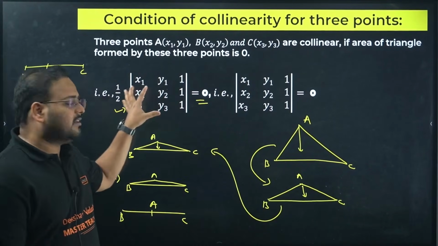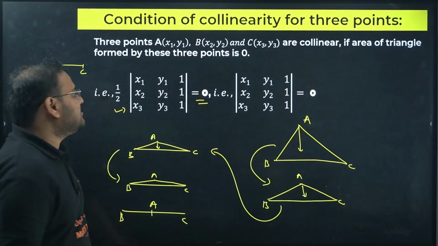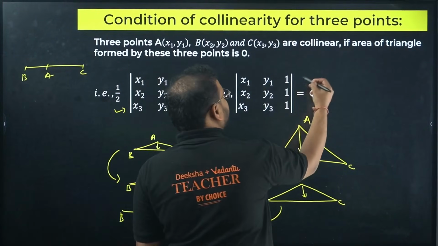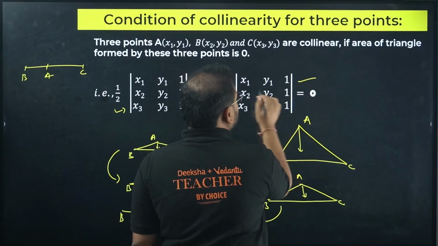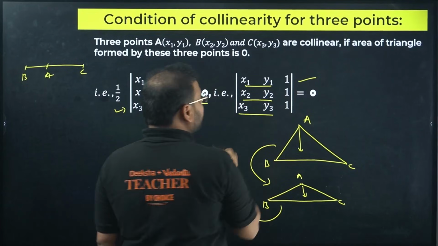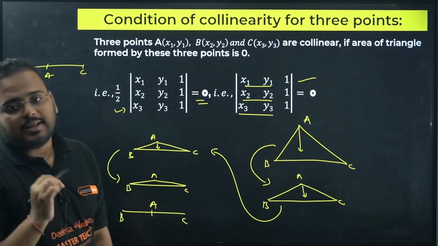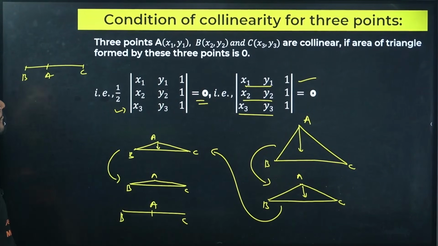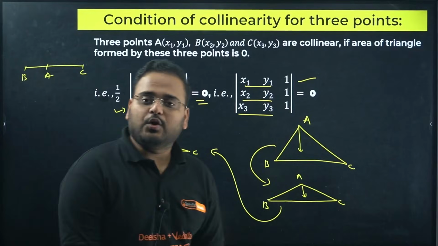This is the area of triangle. Put it equal to 0. So basically if this determinant value of the coordinates is 0, it means the points x1, y1, x2, y2 and x3, y3 are collinear in nature. Very simply explained. No difficulty over here.